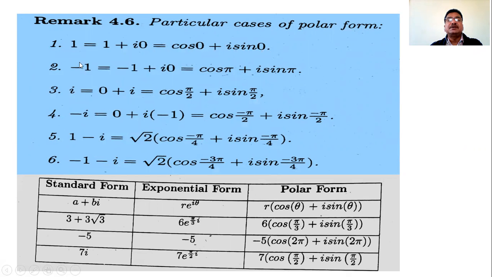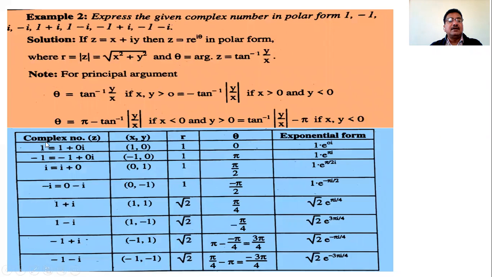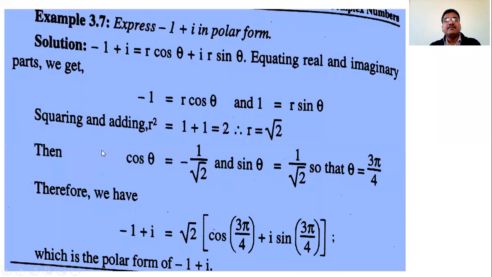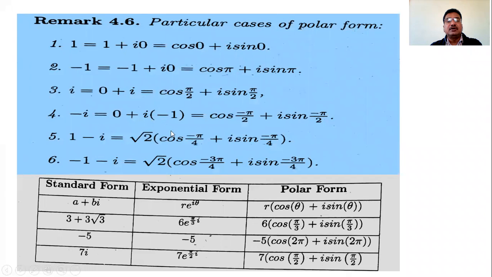Again the same table: 1 is cos 0 plus i sin 0, then minus 1, i, minus i. That is the same problem. 1, minus 1, i and minus i, their polar forms are these. These are the polar forms: 1 minus i, minus 1 minus i, all these. These are the polar and exponential forms. If the number is a plus bi, then we have its polar form and its exponential form.